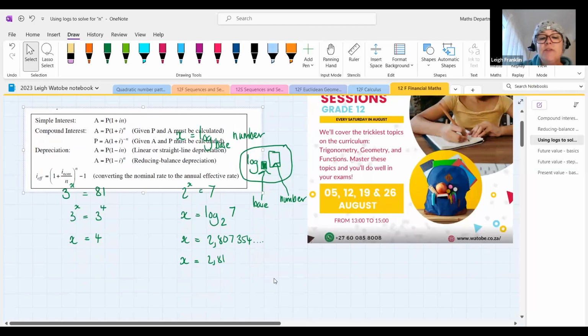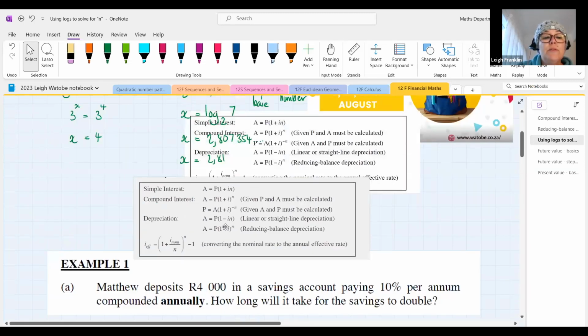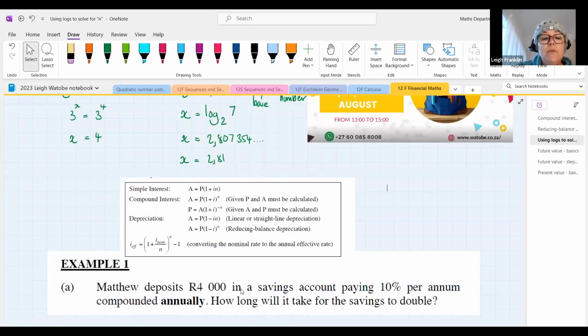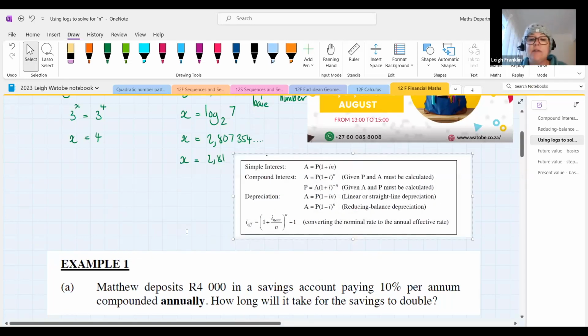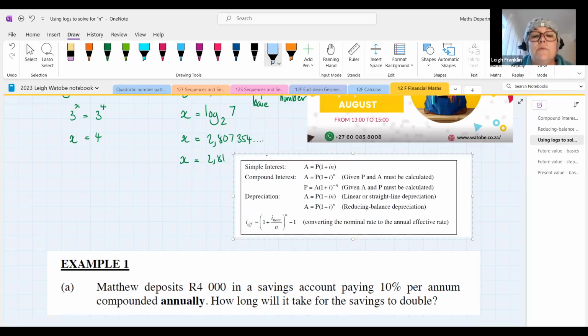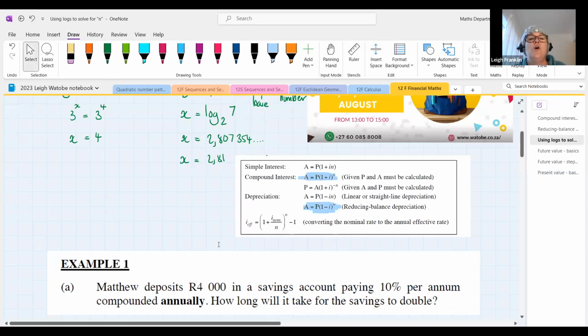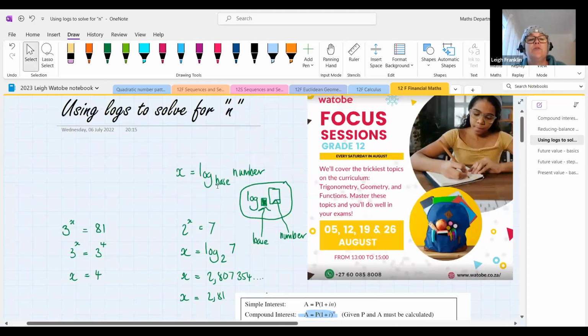but we can also use it with our grade 11 formulae. So for example, let's just pull this down here. We can also use it in compound interest to solve for n. And we can also use it in reducing balance depreciation to solve for n. So it's those two formulae and future value and present value where they could ask you to solve for n as the exponent.